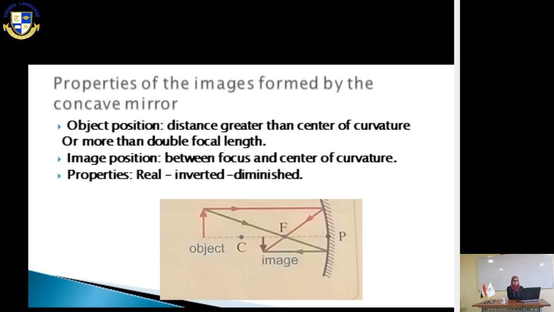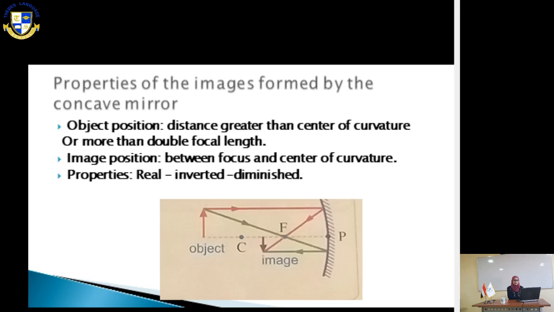What is the image position? The image position is between the focus and the center of curvature. Here, what are the properties? They are inverted, minimized and real. Again, if we have an object far from the center of curvature, at a distance greater than the center of curvature, we can see here the image at a distance between the center and the focus. And here the properties: it is inverted, real, and minimized.